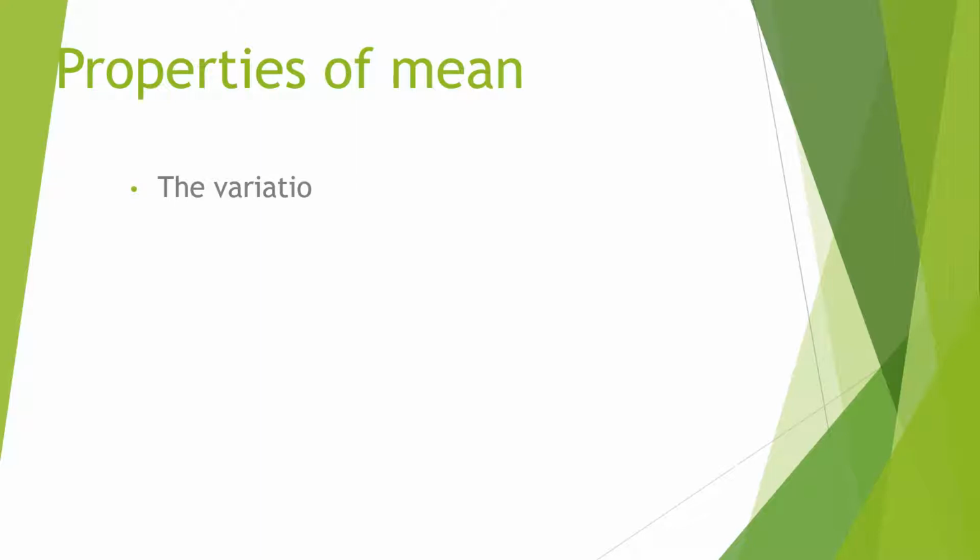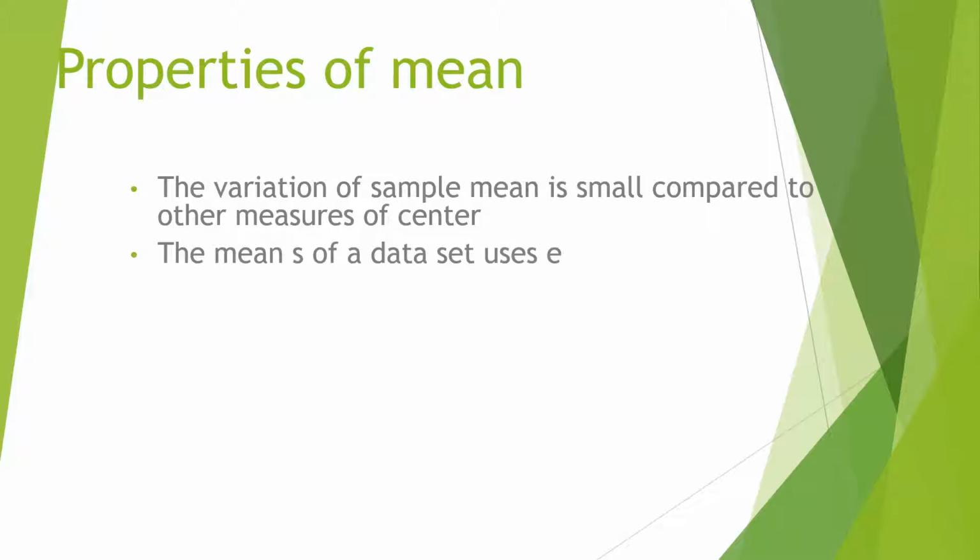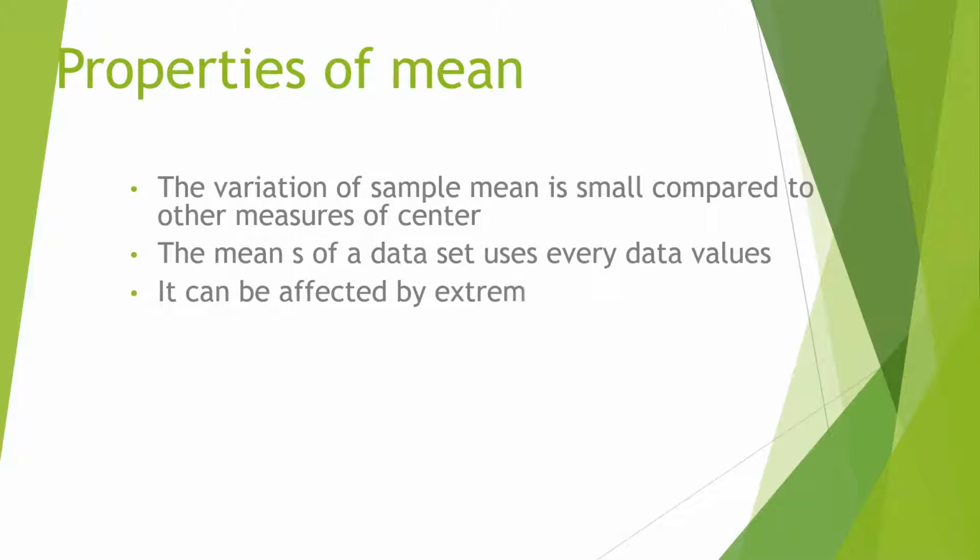So there are the properties of the mean. The variation of the sample mean is small compared to the other measures of centers. And then the other thing is they always use every other data information, and they're also affected by the extreme values. If you're doing a study on a population, it would be hectic for you to add all the observations, and it can create inaccuracy.